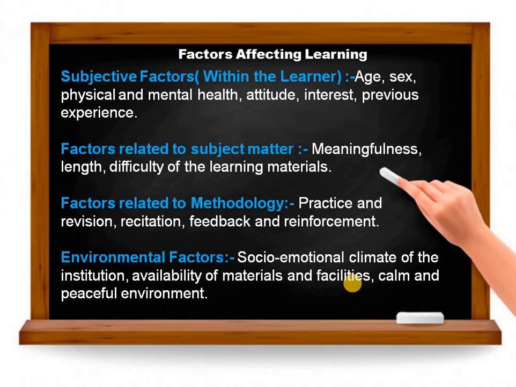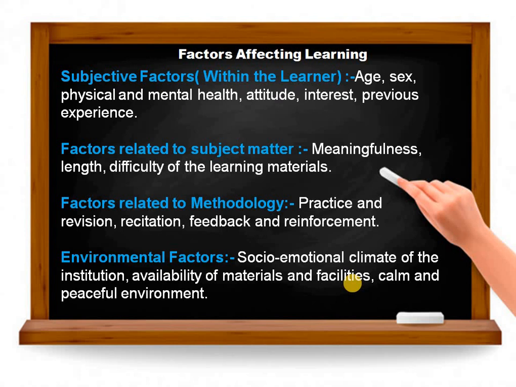So these are some factors which affect the process of learning. These factors can be divided into 4 parts. Subjective factors, these are the factors which are present within the learner. That means as a learner, our age, our attitude, our interest obviously have a great impact on the learning process. Then factors related to subject matter, that means what we are learning now. The content, the meaningfulness of the content, the difficulty of the content have a very great impact on the process of learning.